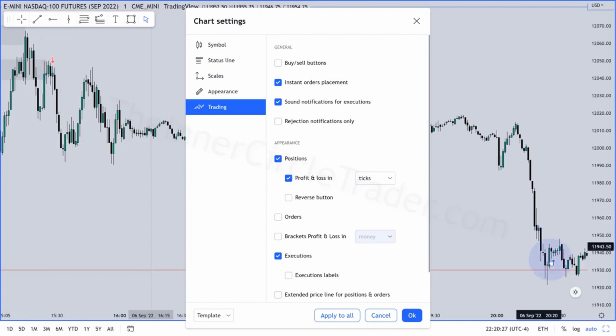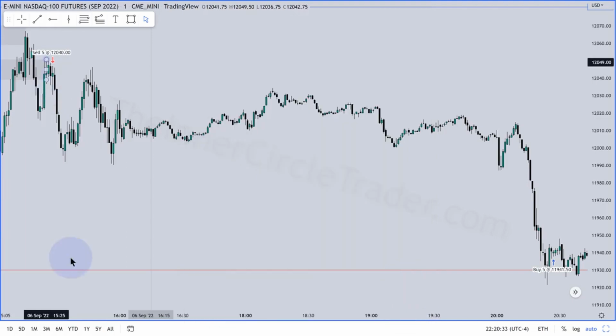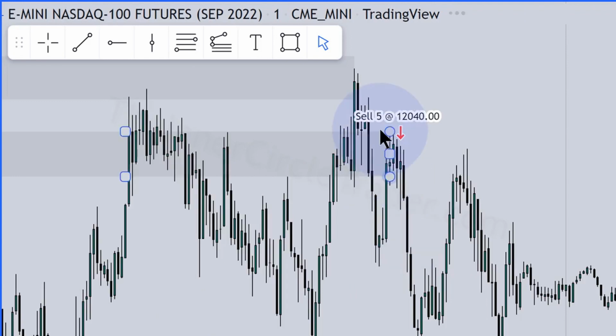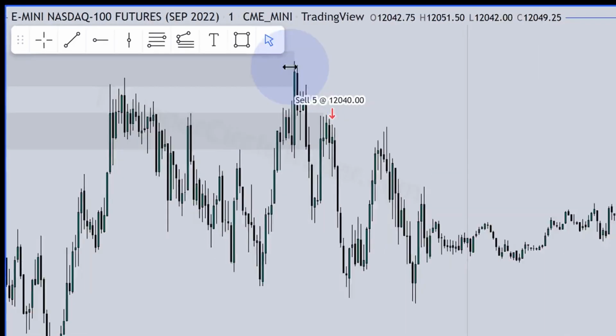Selling 5, buying 5, execution labels. You can see it here. So that small little fair value gap right there, that's how I was eyeballing that inside of a larger fair value gap after that one.